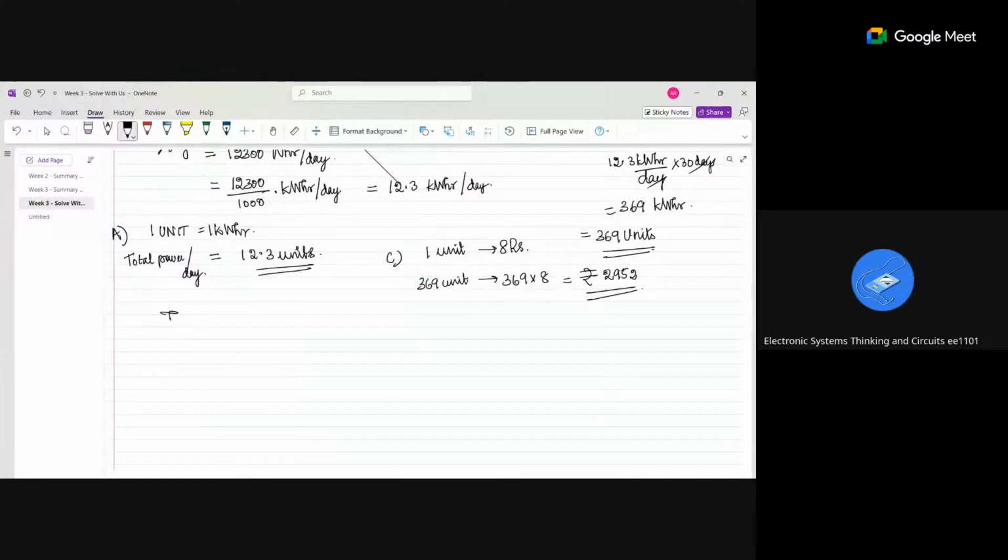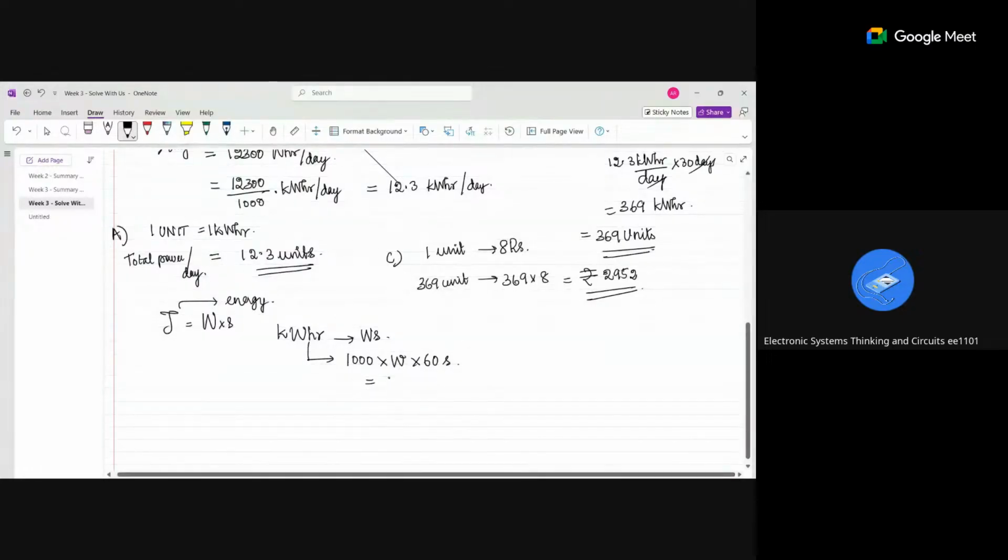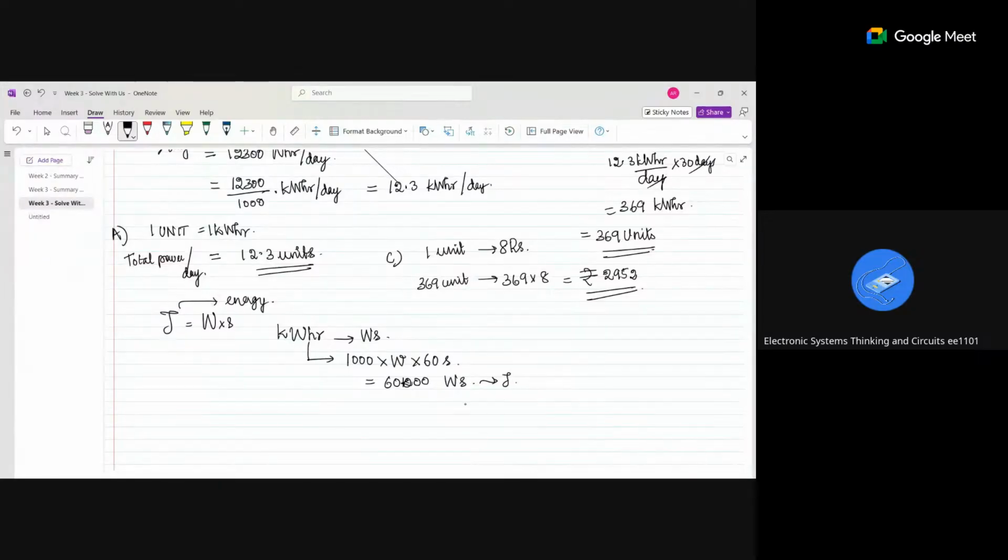See, what is joule? Joule is watt into second, right? It's energy. So if you want to convert watt hour, kilowatt hour into watt second, what should you do is you have to convert kilowatt into watt. That is 1,000 watts, and you have to convert hour into second. That is 60 seconds. So 60,000 you have to multiply with that so that it will be converted into joules, right?